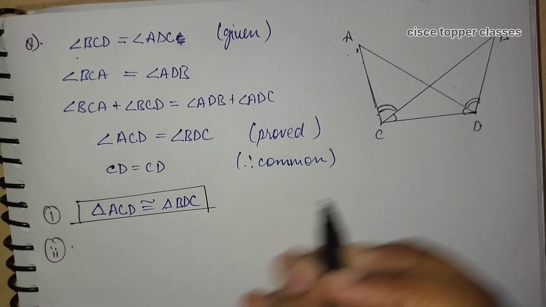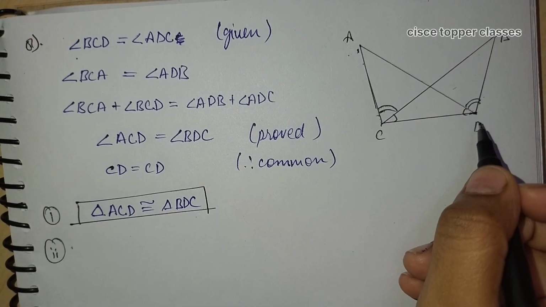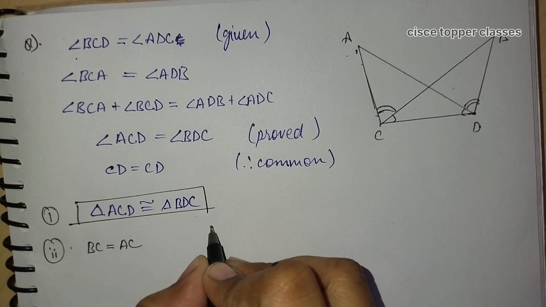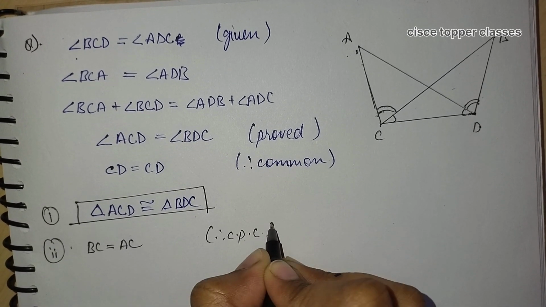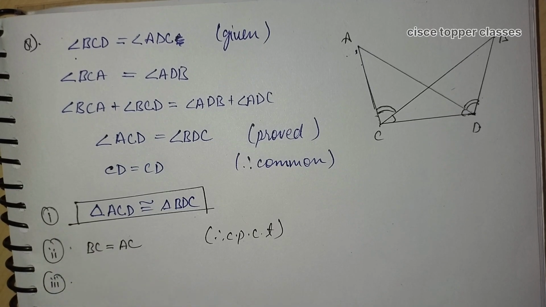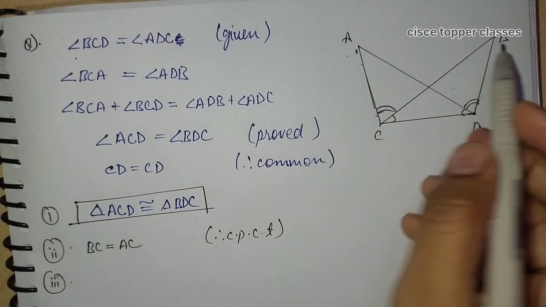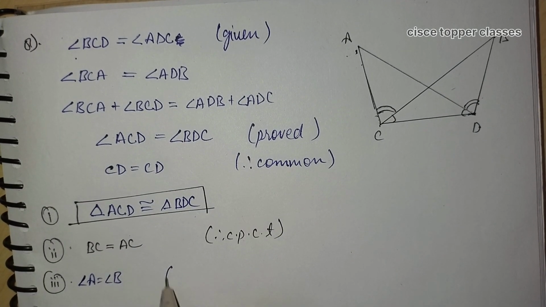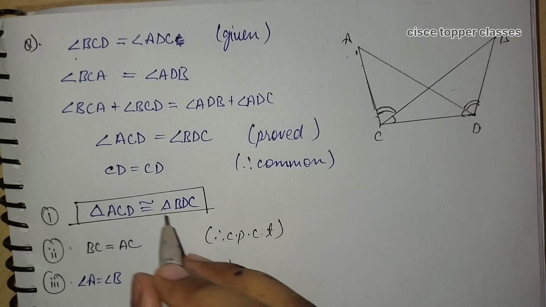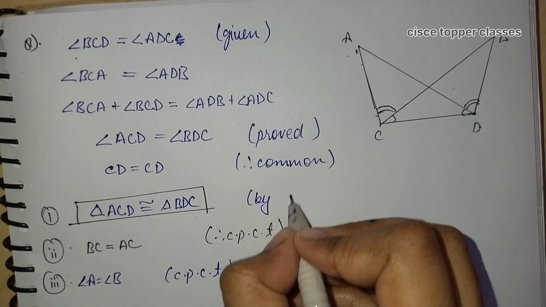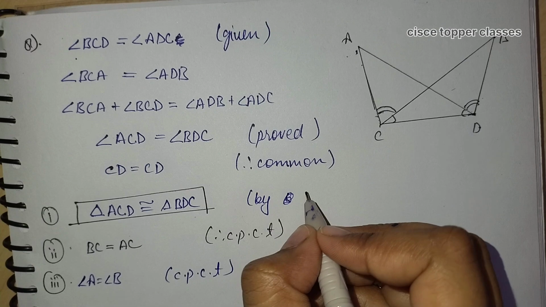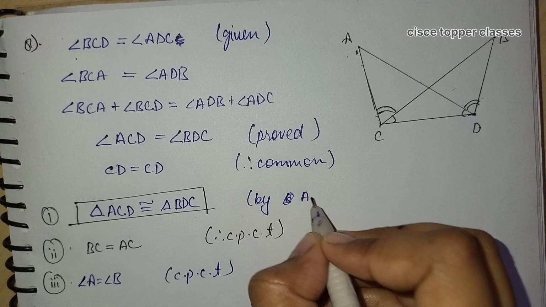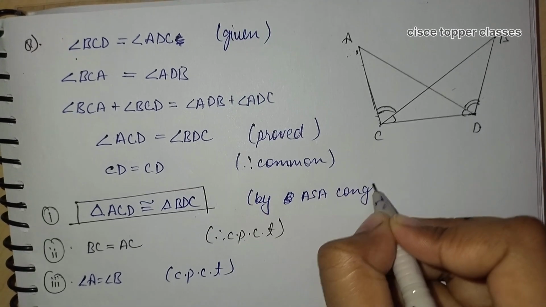Now the second part here is BC is equal to AD. So we can simply write that BC is equal to AD, which is here CPCT. Now the third part here is angle A is equal to angle B. Means these two angles are equal. So this is also CPCT here because these triangles are congruent by angle side angle congruency.